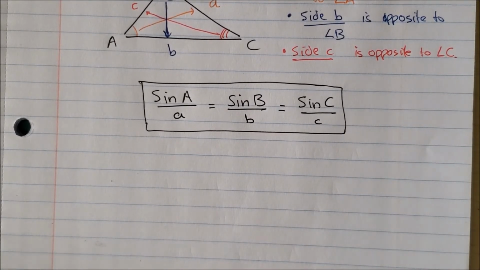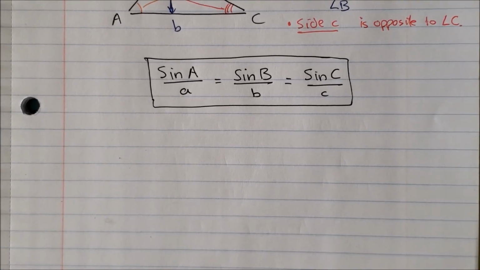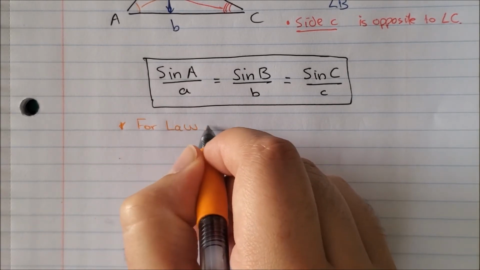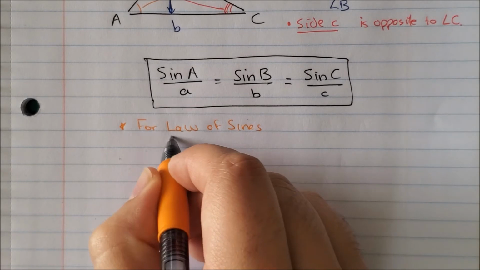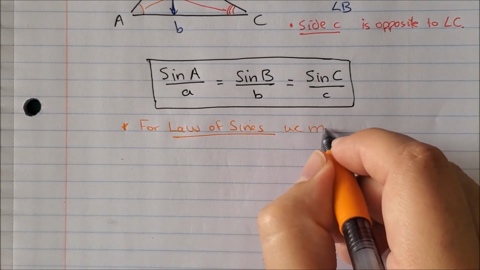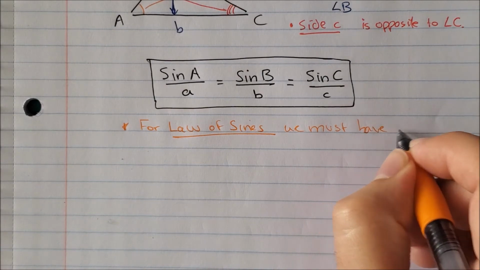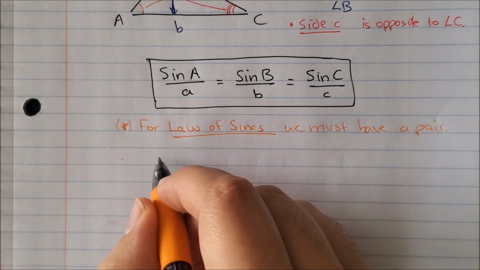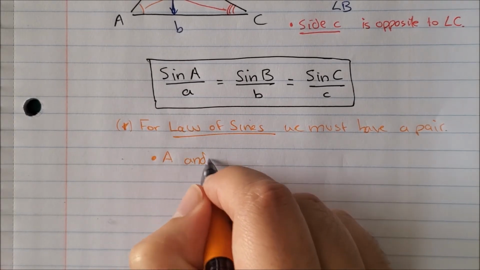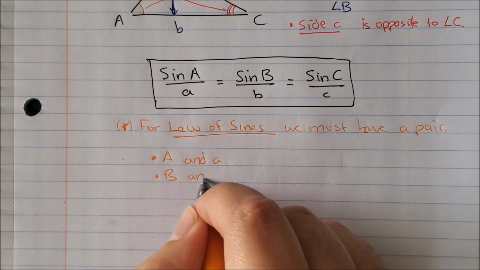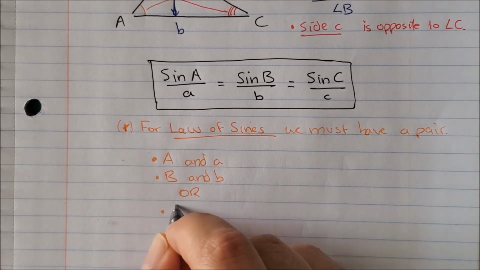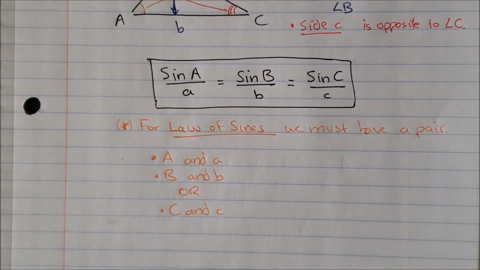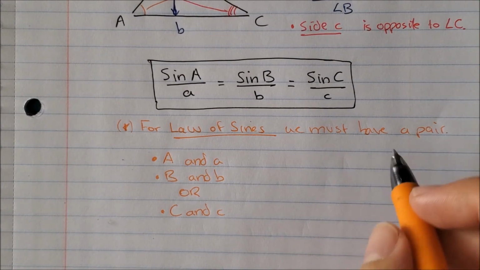Just remember, we talked about it before, but to actually be able to use the law of sines, we must have a pair. If we don't have a pair like this, we cannot use it. And by pair, if you remember, I'm talking about big A and little a. It could be big B and little b, or big C and little c. So we just need a pair. But we need a pair.